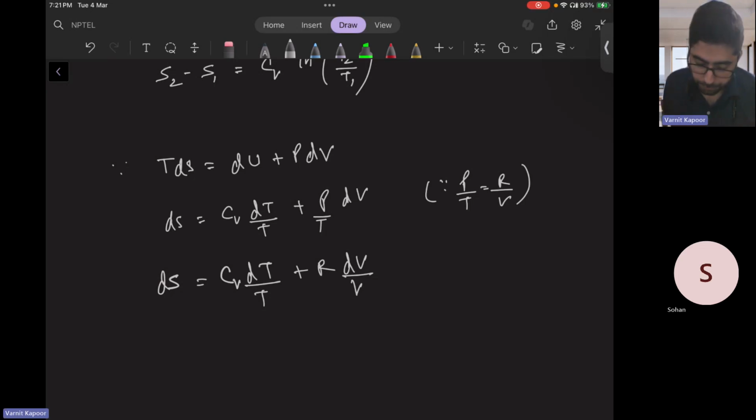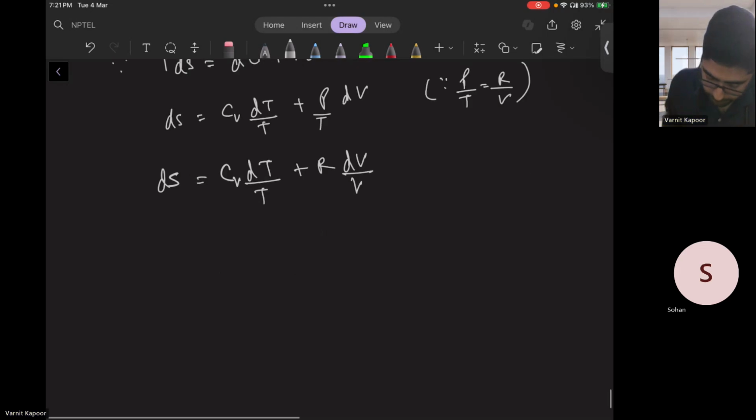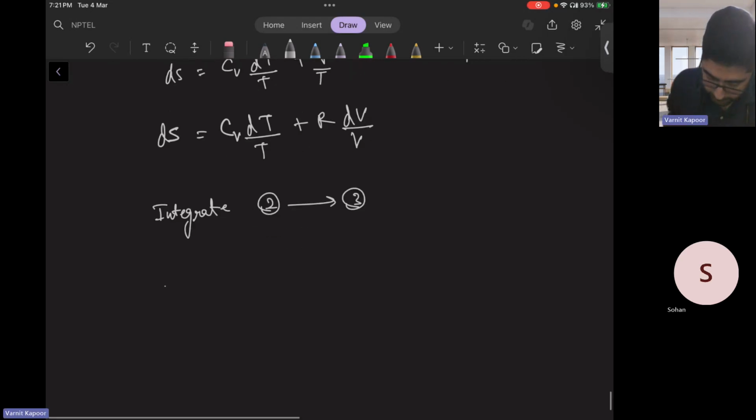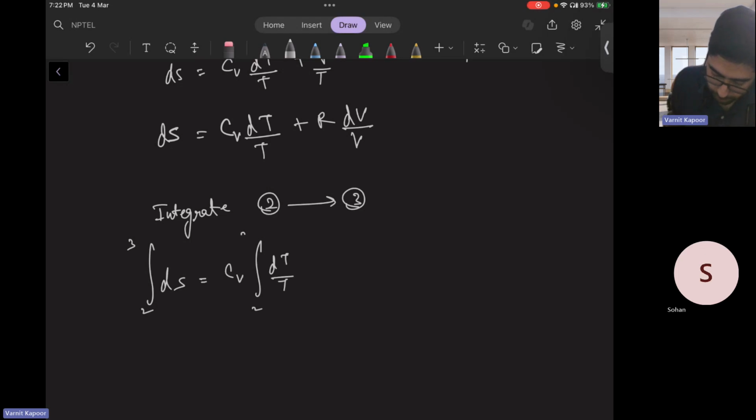So now you can integrate for the process from 2 to 3. The first process was 1 to 2, then it's 2 to 3. So dS from 2 to 3 is Cv dT by T from 2 to 3, plus R from 2 to 3 dV by V.